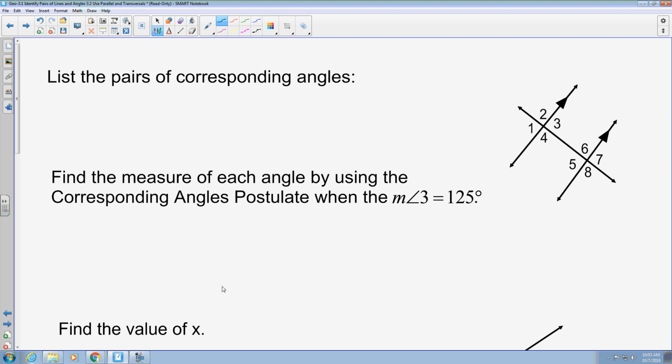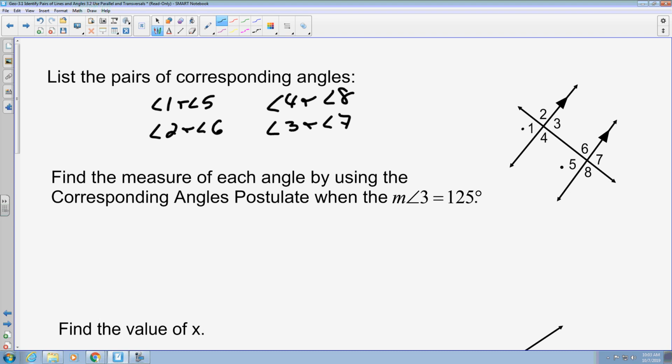We did this in 3.1, but we can do it again here. They want us to find all of the corresponding angles. Like here, angles 1 and 5 are corresponding because they're top left. Angles 2 and 6 correspond, angles 4 and 8, and angles 3 and 7. So those are the four corresponding angles.